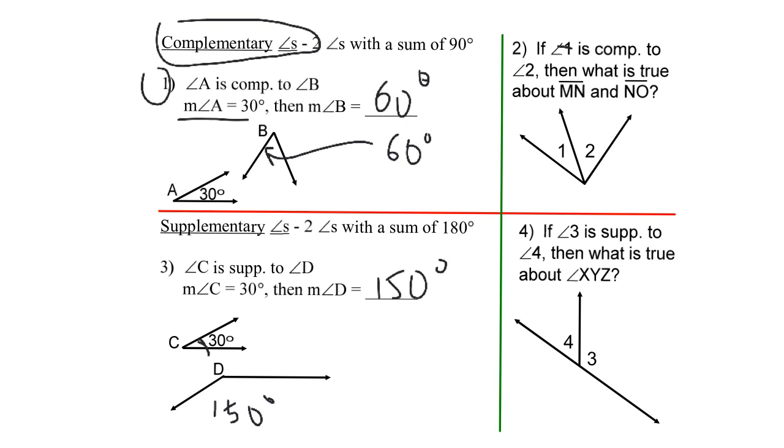The third definition, vertical angles. Vertical angles are very, very important. Vertical angles are two non-adjacent angles formed by two intersecting lines. The best way to visualize vertical angles is by picturing a letter X and the angles across from each other. Finally, complementary angles are two angles with measures that have a sum of 90 degrees, and supplementary angles are two angles with measures that have a sum of 180 degrees.